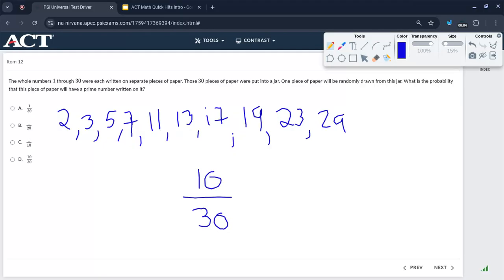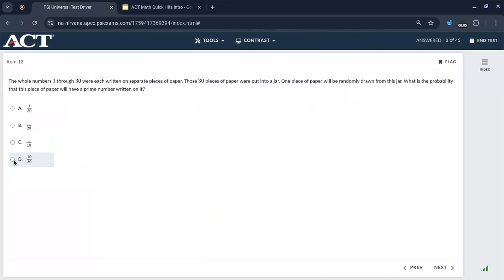However, we're going to want to be able to reduce this fraction if we can. So let's see what happens. We know 10 goes into itself once and 10 goes into 30 three times, so we get 1/3. Okay, so actually we don't have to reduce this fraction. It's okay just having it be 10 out of 30 as opposed to 1/3. So we can pick choice D.